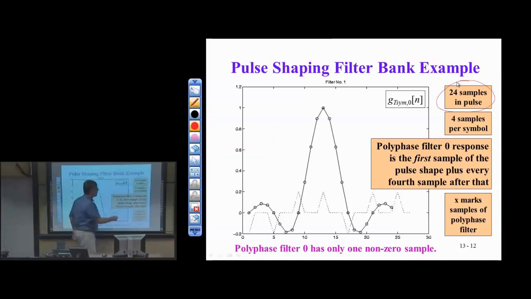I have 4 samples per symbol period. So in terms of our earlier parameters, 4 samples per symbol period means that L is 4. And how many symbol periods are in one pulse shape? Six, right? I have 24 samples per pulse and 4 samples per symbol, and the units work out nicely. We get 6 symbol periods per pulse.